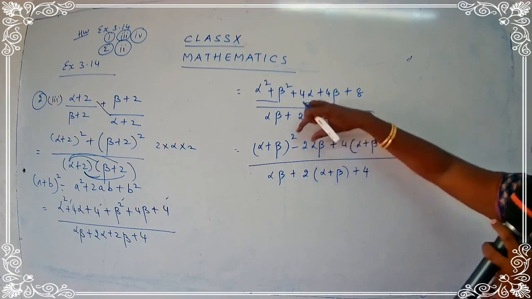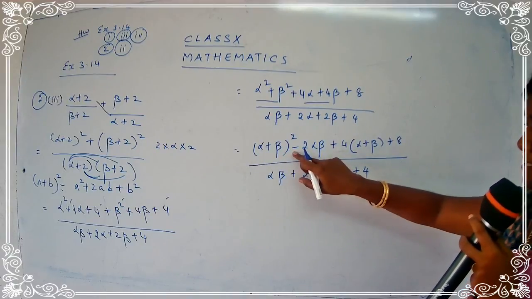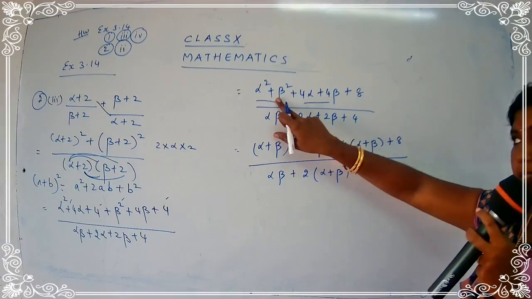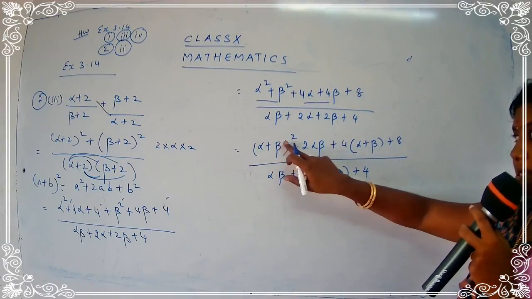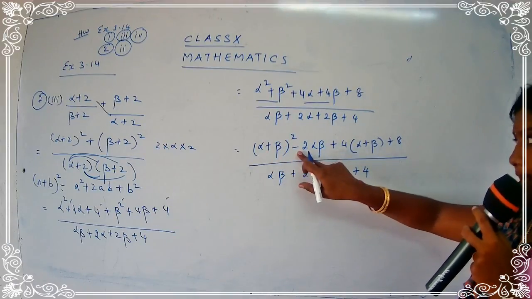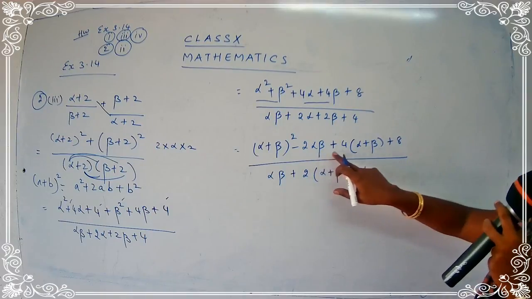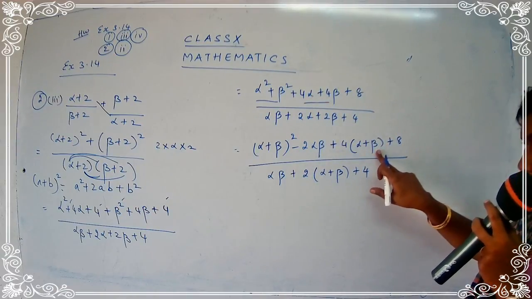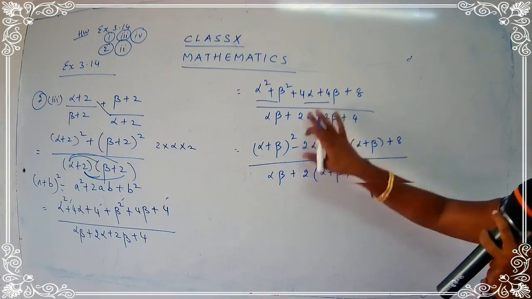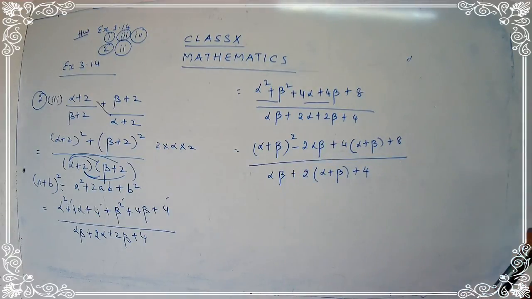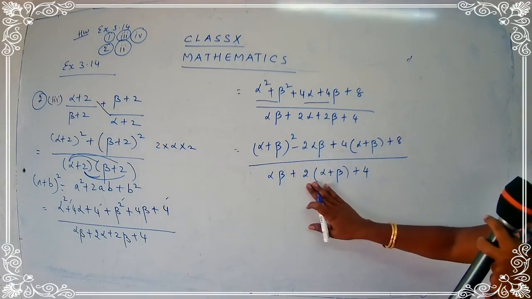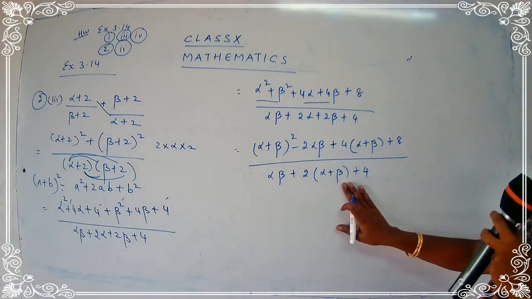So from where are you getting this step? This step I get from alpha square plus beta square. What is alpha square plus beta square? Alpha plus beta the whole square minus 2 alpha beta plus 4 alpha plus beta plus 8. Write down the question. Alpha beta, and here again 2 alpha plus 2 beta. So we can take 2 common, alpha plus beta plus 4.